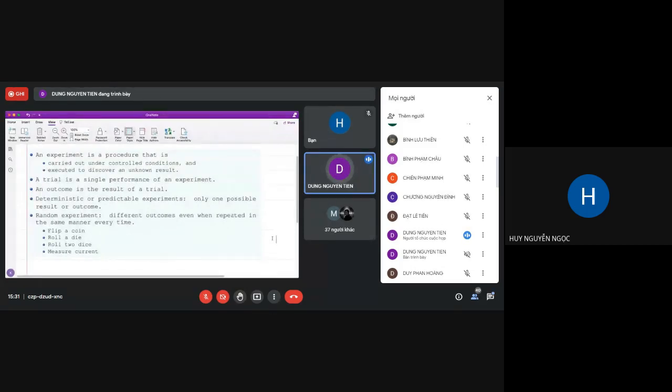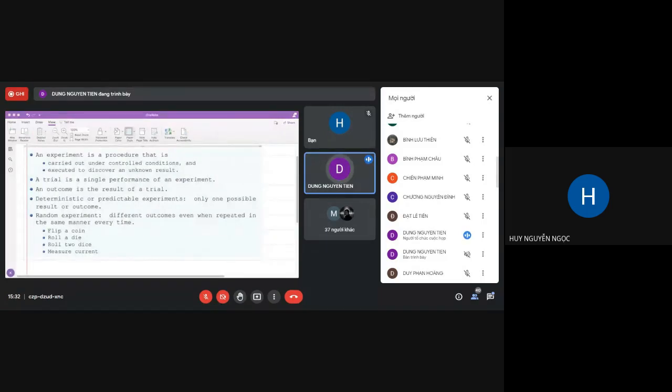And if you flip a coin, you cannot predict the outcome of the result. You cannot predict the outcome. It means that you cannot predict the outcome. Then you call it a random experiment. All right.